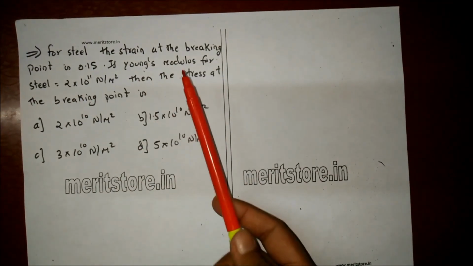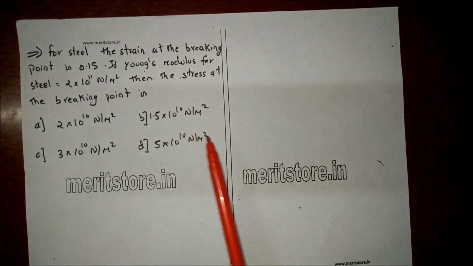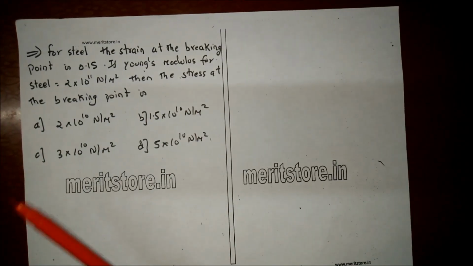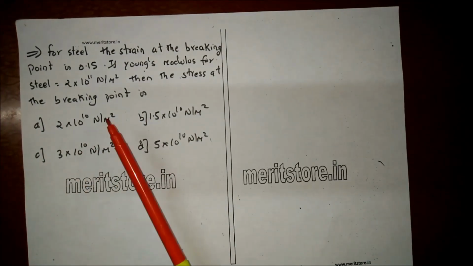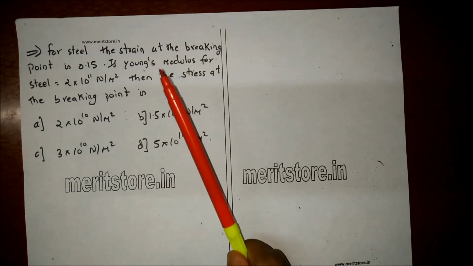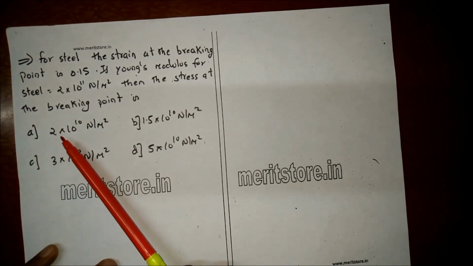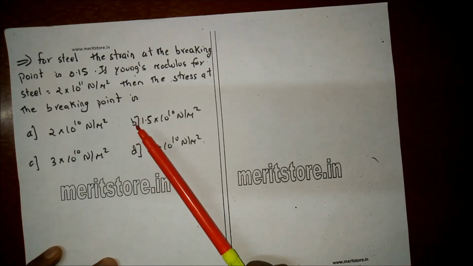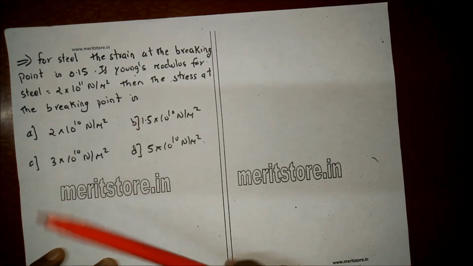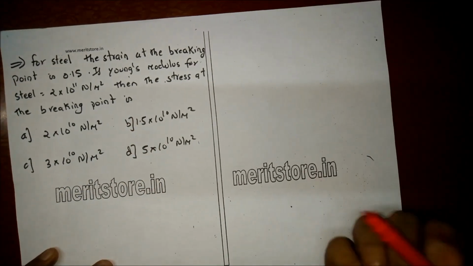For steel, the strain at the breaking point is 0.15. If Young's modulus for steel is 2 into 10 raised to 11 Newton per meter square, then the stress at the breaking point is: A, 2 into 10 raised to 10; B, 1.5 into 10 raised to 10; C, 3 into 10 raised to 10; and D, 5 into 10 raised to 10.